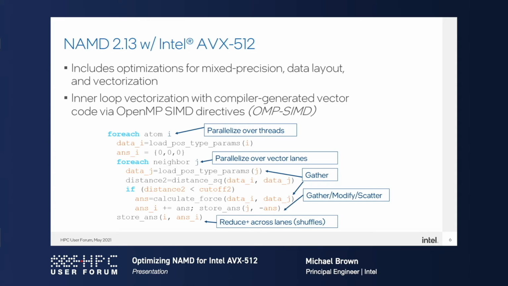So if you look at NAMD version 2.13 for AVX-512, optimizations are included that we worked on in the past for using mixed precision, optimizing data layout, and vectorization. Vectorization for the direct force math is performed on the inner loop with compiler-generated vector code using OpenMP SIMD directives, referred to in this talk as the OMP SIMD implementation. In terms of the loop we saw previously, this involves parallelization across threads for the I atoms and vector calculations for the neighbors with gather and scatter operations for non-contiguous memory access in the inner loop. To sum up the result for the I atom, shuffles are used.